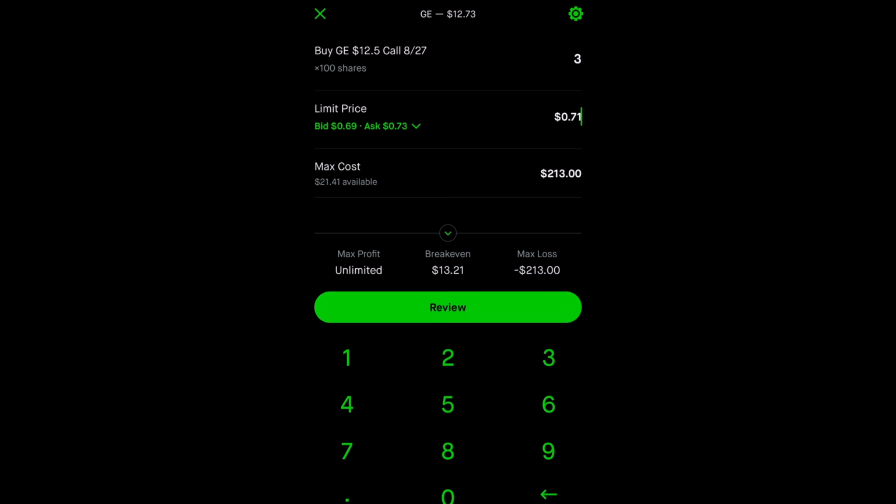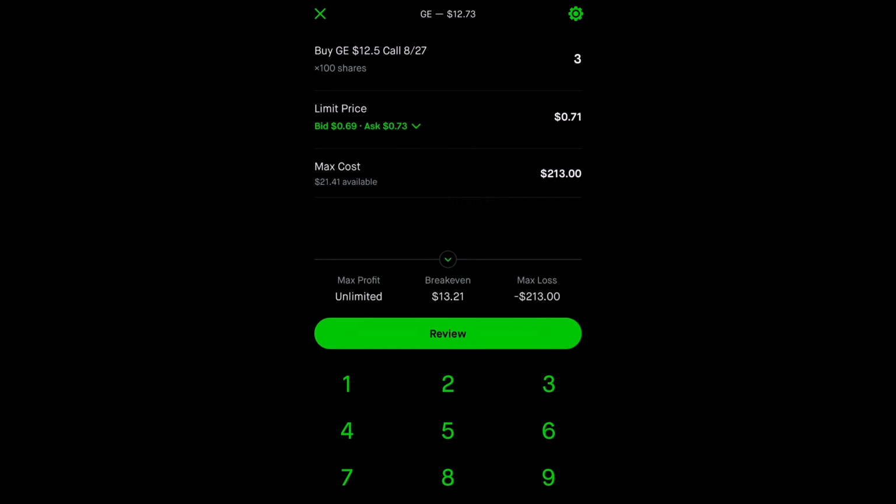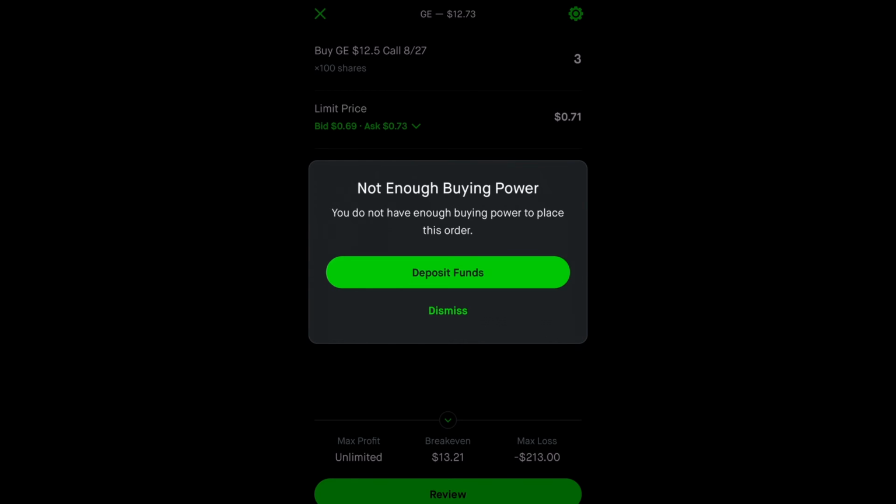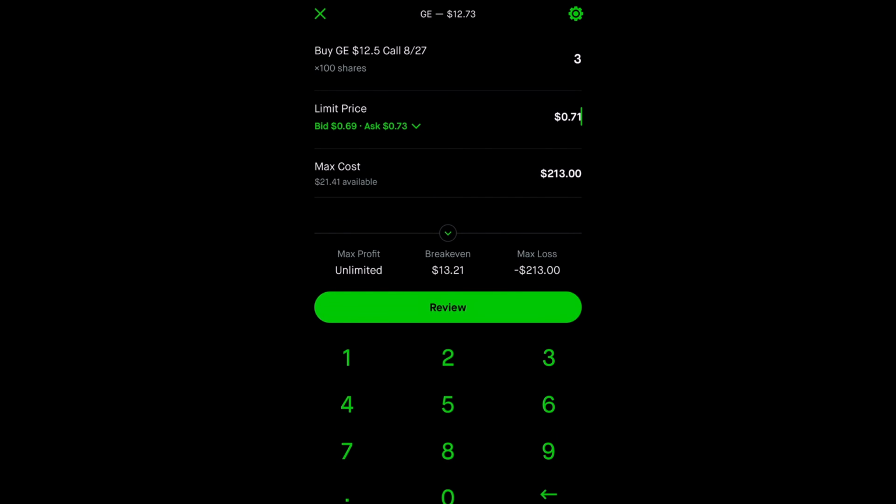It's also going to tell you how much you have available. So obviously I do not have enough money in this account to purchase 3 contracts of GE. It's going to remind me that if I hit review, it's going to say that, and it's going to ask me to deposit funds.